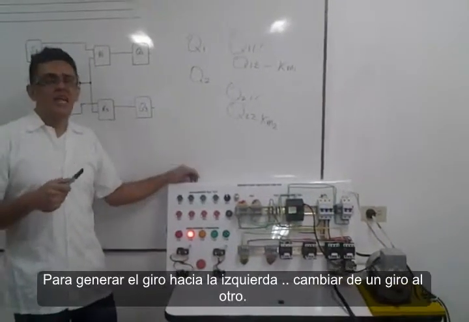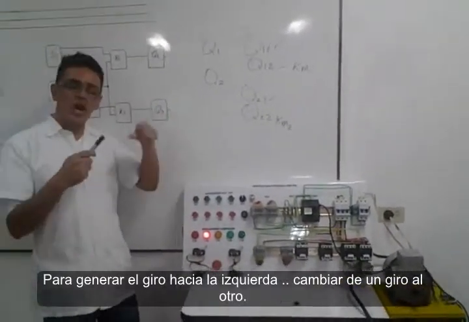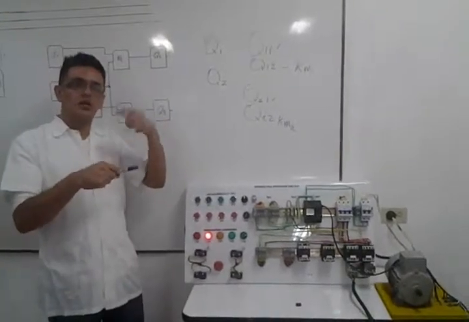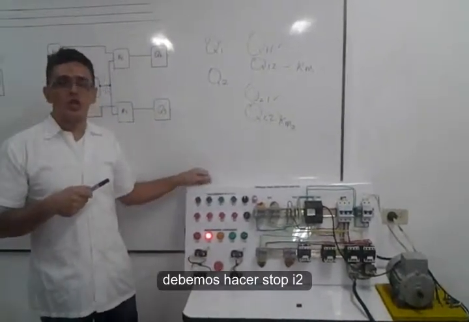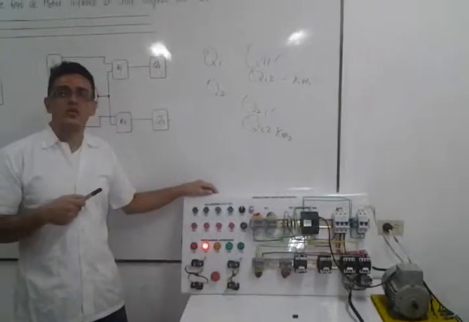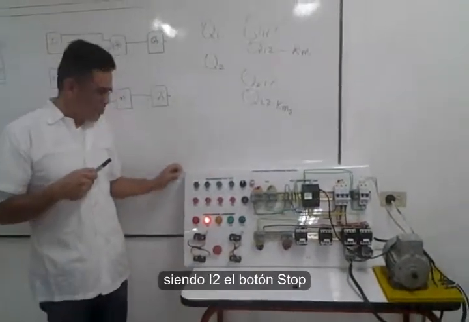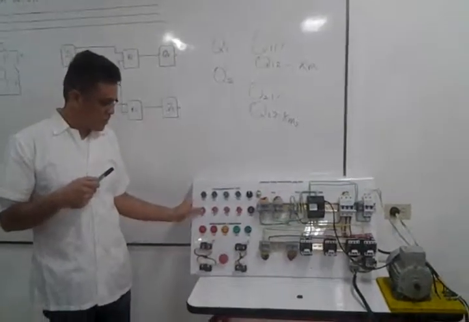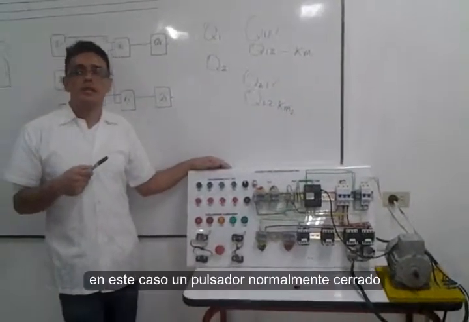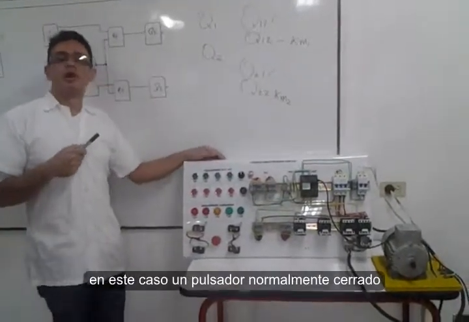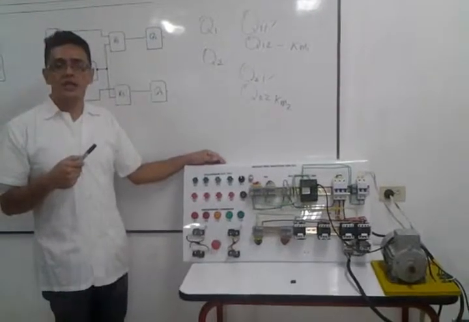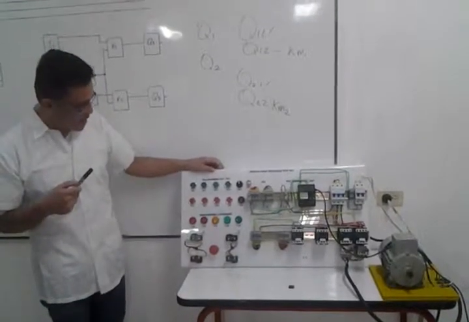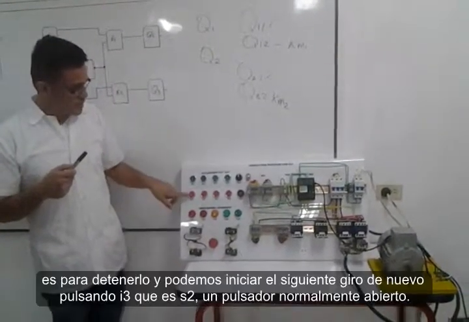For generating the left turn, so that we change from one turn to the other, we should use I2. What is I2? I2 is the stop button. In this case, a normally closed push button. So this is to stop.